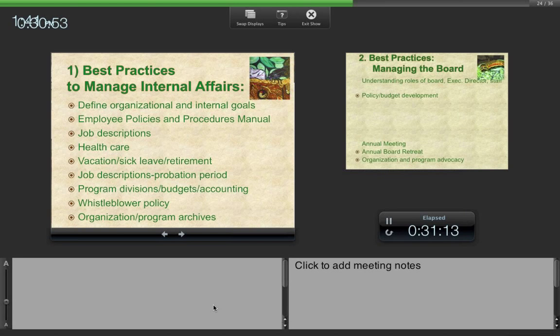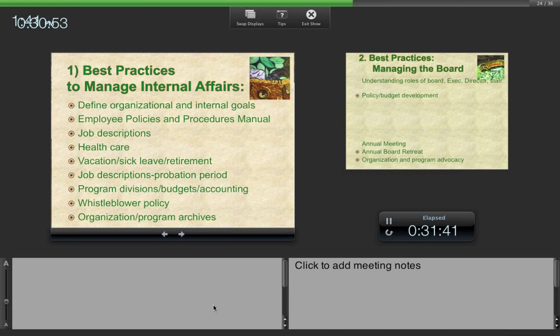We now have 9 employees and just a bevy of thousands and thousands of volunteers. So we not only have to have internal affair issues, we have to have issues that have practical application to our volunteers, and the fact that one of our programs has over 2,000 volunteers on a sustainable basis.